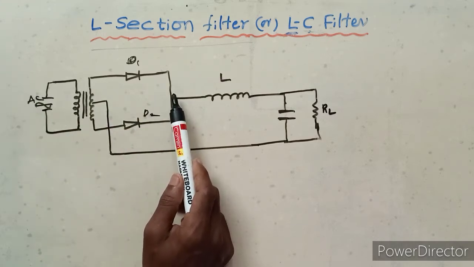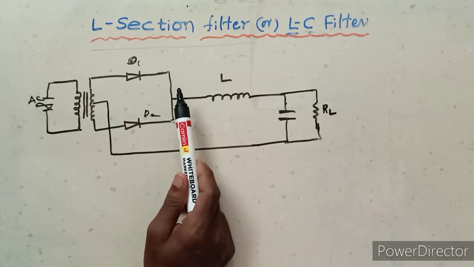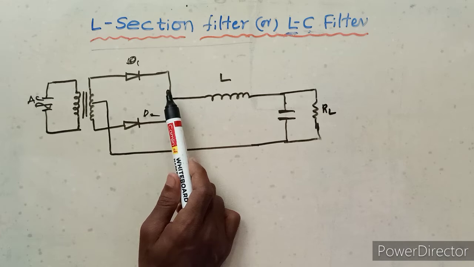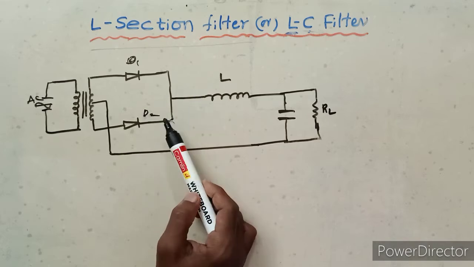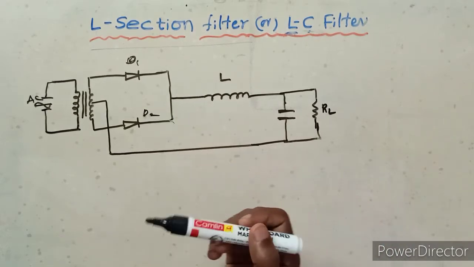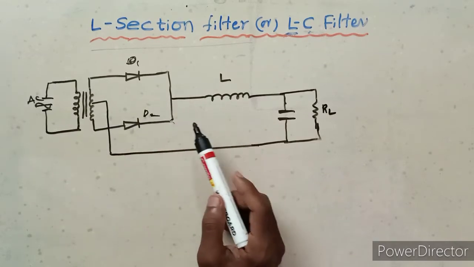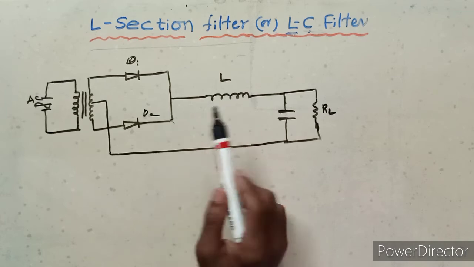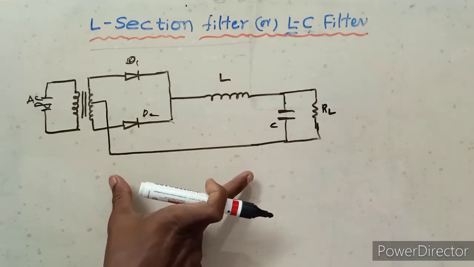That DC component is a combination of so many fluctuations, pulsating DC and small ripples. So that agitation is to be filtered, then we get the pure DC. So this full wave rectifier is connected to LC filter. Here inductor coil is connected in series, capacitor is connected in parallel. So this is the L section filter.